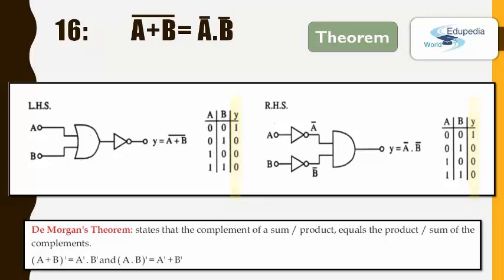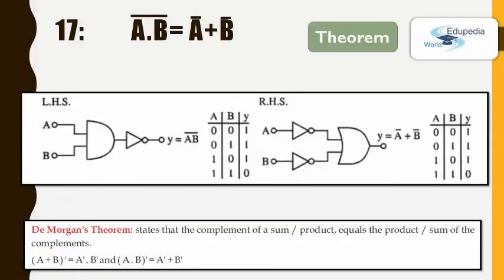We call this De Morgan's theorem. It states that the complement of a sum or product equals the product or sum of the complements. Now if we apply the duality principle to this law, we arrive at the other variation of De Morgan's theorem, changing the pluses into dots and dots into pluses. With that, we arrive at our 17th law. (A dot B) bar equals A bar plus B bar. So this is the same as the previous, totally different logic circuits, but the truth tables are the same.